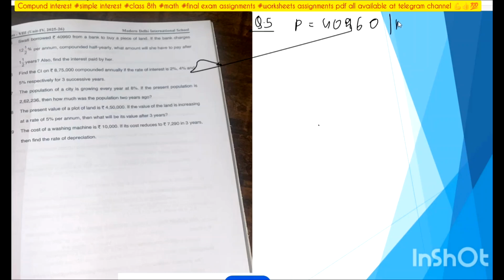Okay, the rate is 12 and a half percent per annum, so the half yearly rate is 12.5 by 2, which is 6.25%, or I can say 1 by 16. Time is given as 1 and a half years, so for half yearly it will be 3 half yearlies.